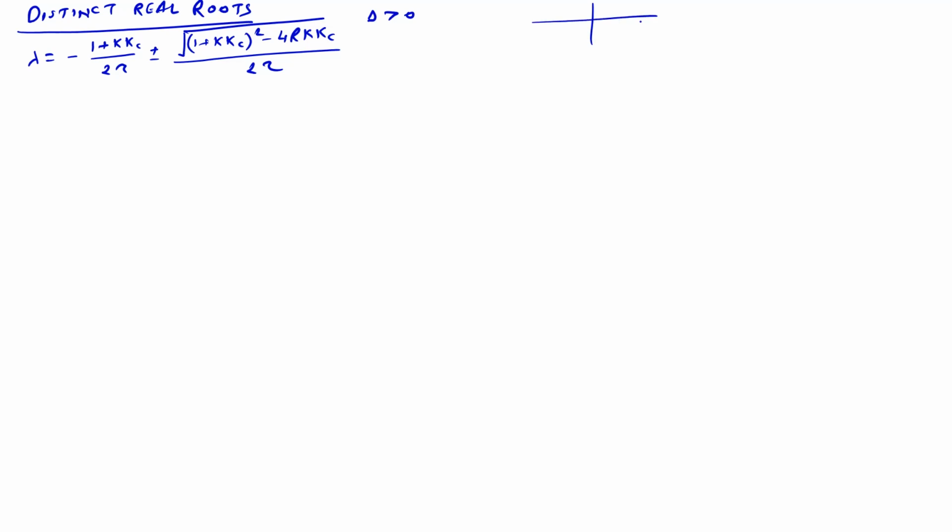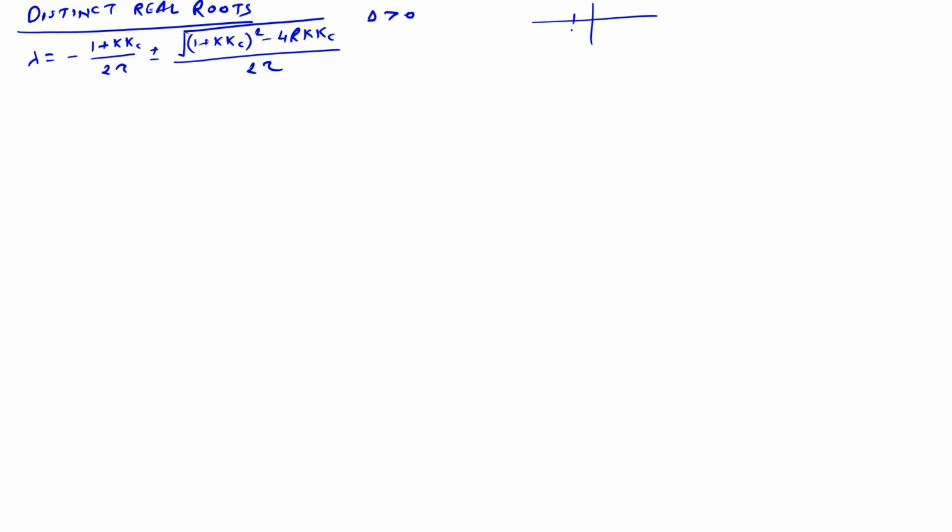And what are the roots? The roots are lambda equal to minus 1 plus K Kc by 2 tau, plus or minus the square root of 1 plus K Kc whole squared minus 4r K Kc, divided by the same. So these are the two roots, and if the discriminant is greater than 0, you get two real roots, and these two real roots may look something like this on the complex plane.